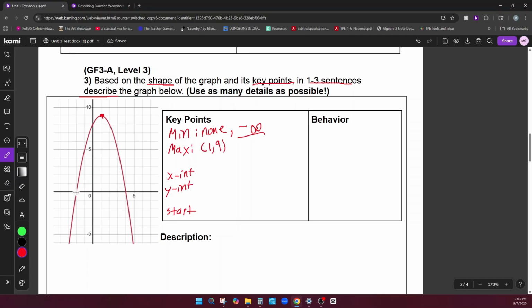The x-intercept is where the graph passes my x-axis. My x-axis is here.